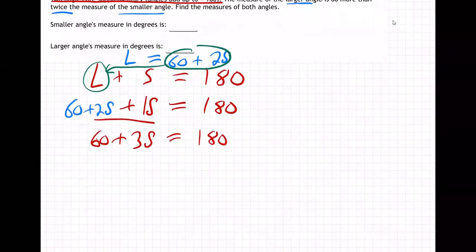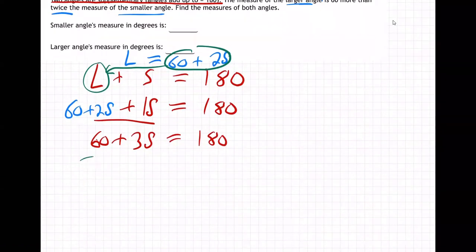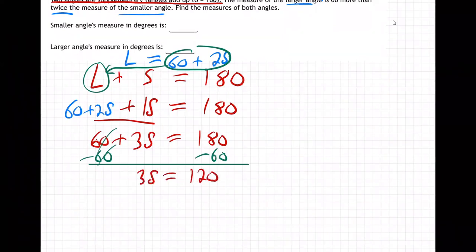Like that. Okay, keep going. Subtract 60 from both sides. And we get 120. And then divide by 3. And we get S equals 40. So the smaller angle is 40, at least for mine. The smaller angle is 40.